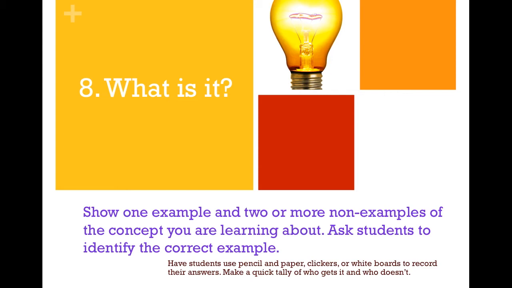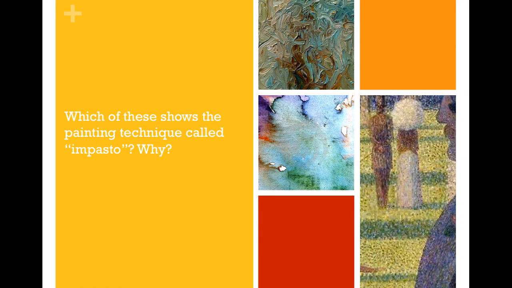By the way, all of these can be done on the back of their current artwork. No extra paper. They've already got pencils out a lot of the time. Here's an example of how you might play What Is It? Which of these shows the painting technique called impasto? Why? You could run several of these. You could just run one, but it's a quick way right at the beginning of class, right at the end, or even in the middle for students to stop, demonstrate what they know, and for you to record that.